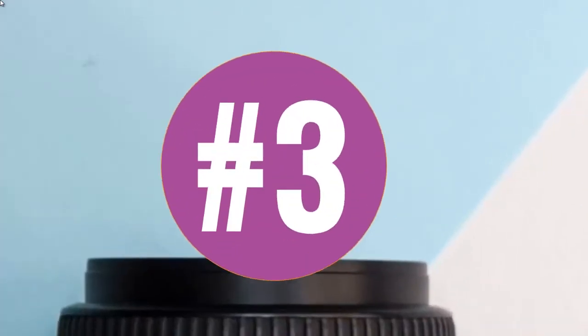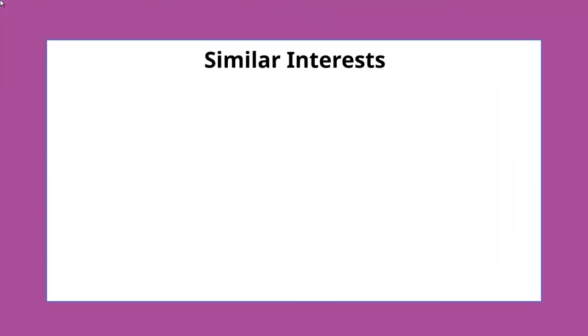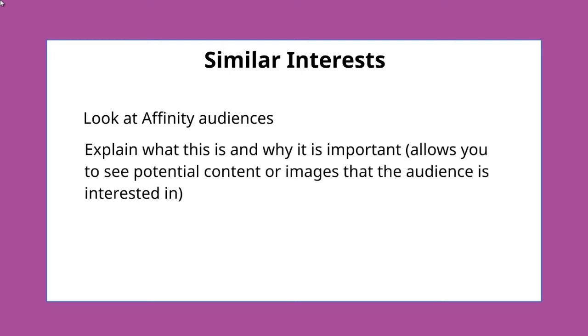Hello and welcome back. This is video number 3. We're going to talk about similar interests. In specific, we're going to take a look at what we call affinity audiences within the Facebook Audience Insights tool. And what this is they are audiences that are related to the generic or general audience. So for example, if you think about maybe basketball, somebody who's interested in sports or basketball, they may be interested in other things like running, and that would be an affinity audience.